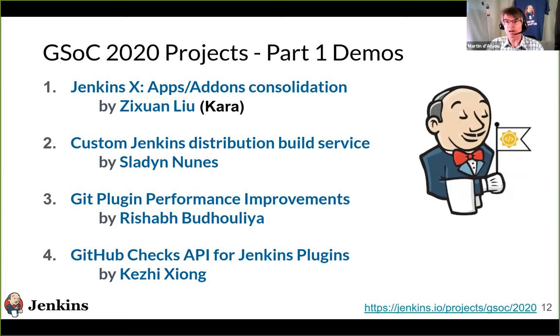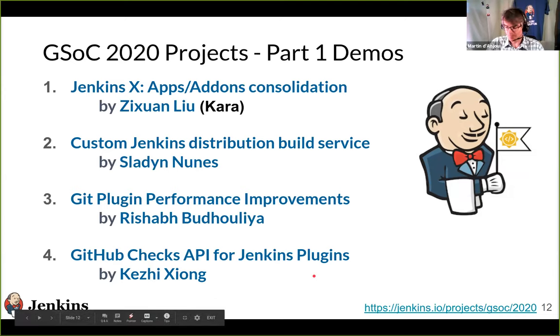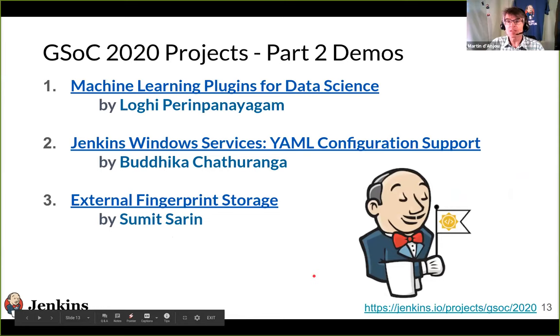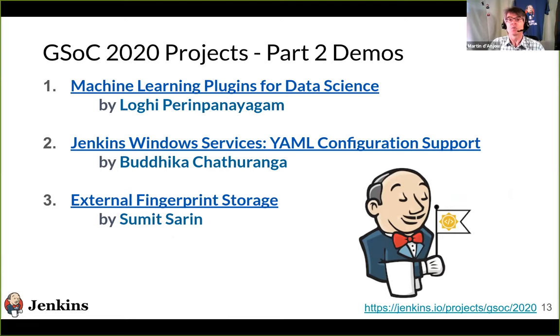Earlier today, we had part one demos. So now we're going to have part two demos. The part two demos are the machine learning plugins for data science. It will be followed by a presentation for the Jenkins Windows Services YAML configuration support. And lastly, our last demo today is going to be external fingerprint storage.